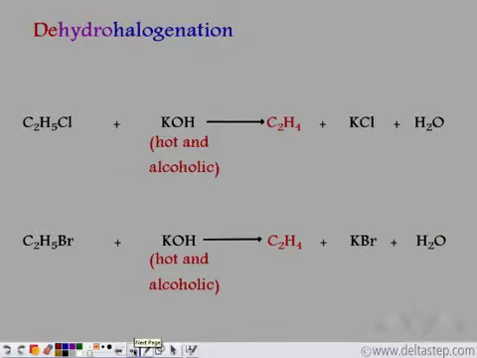So when we use C2H5Br and hot and alcoholic KOH, since we are using the same process, that is dehydrohalogenation, bromine, the halogen in this case, and one hydrogen atom are removed. So hydrogen goes and forms water, bromine goes and forms KBr, and we are left with C2H4. That is the gas released, which is ethene. So by using dehydrohalogenation, that is by the removal of hydrogen and halogen, we can form an alkene.